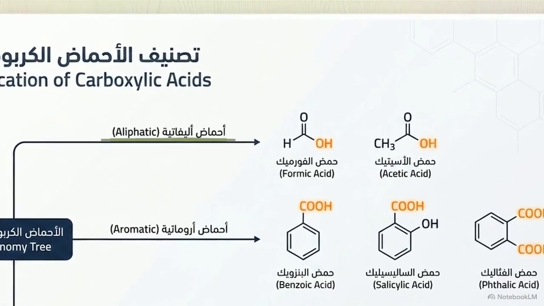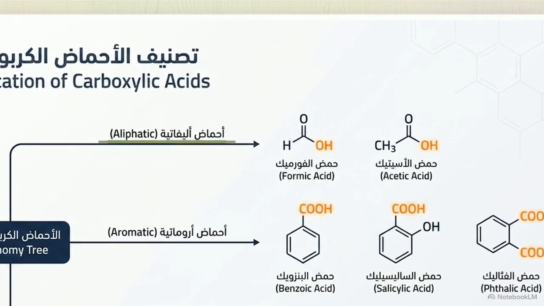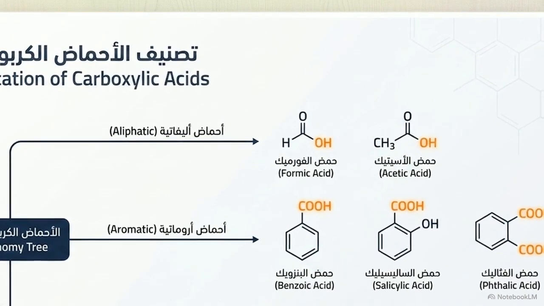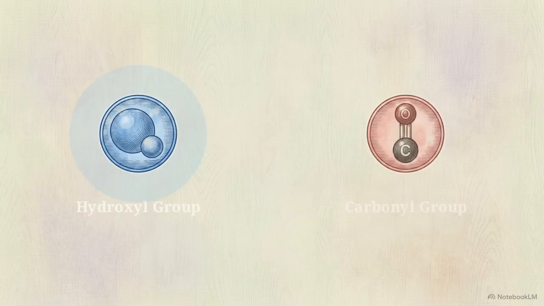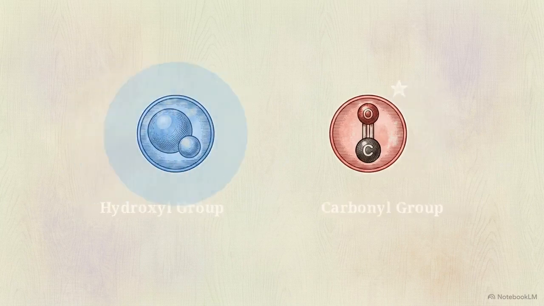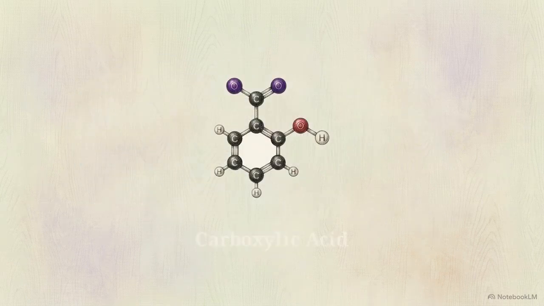We have aliphatic acids, like the acetic acid found in vinegar, aromatic acids featuring benzene rings, like benzoic acid, and dicarboxylic acids containing multiple carboxyl groups. When you place a highly polar hydroxyl group directly adjacent to an electron-hungry carbonyl, the resulting structure is significantly more reactive than either group standing on its own.